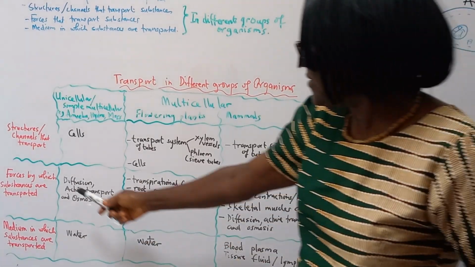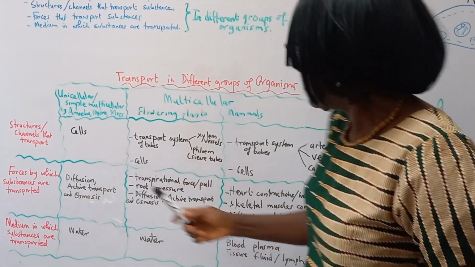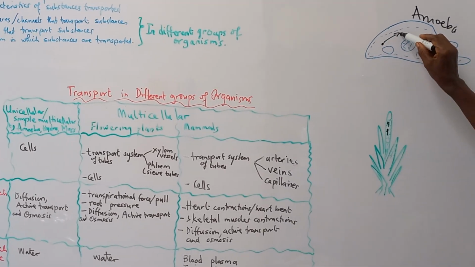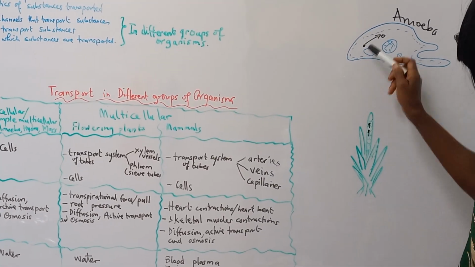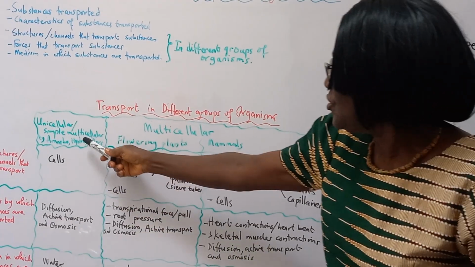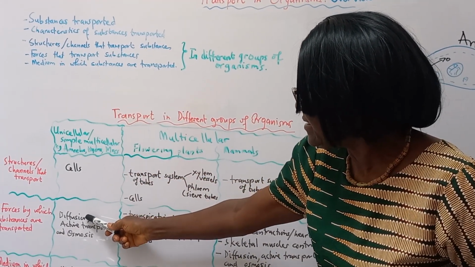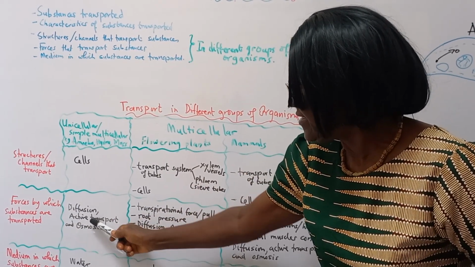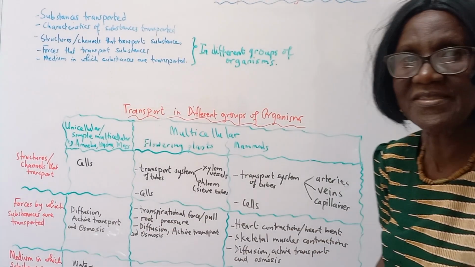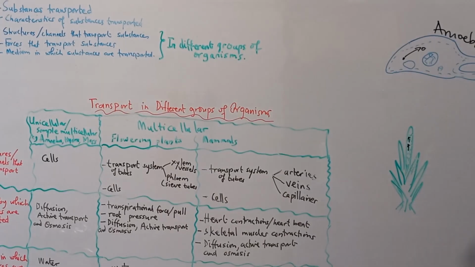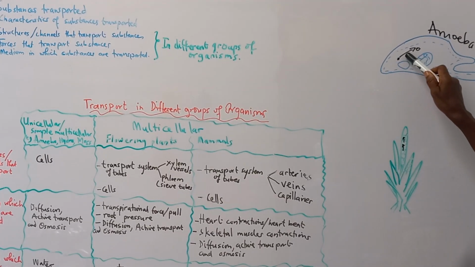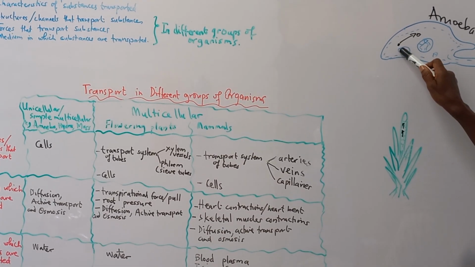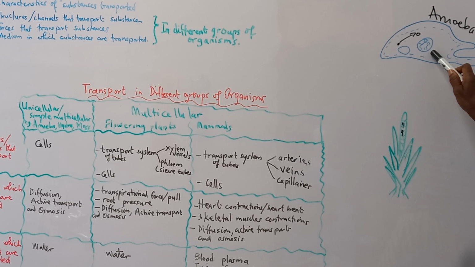Now, what about the forces by which substances are transported? Because if a substance will move from one point to another, there must be a force that moves the substance. And in these unicellular or simple multicellular organisms, the forces that move the substances are diffusion, active transport, and osmosis. Salts and food substances will diffuse from one point to another. Water will move by osmosis. Food substances and other substances can move by active transport.